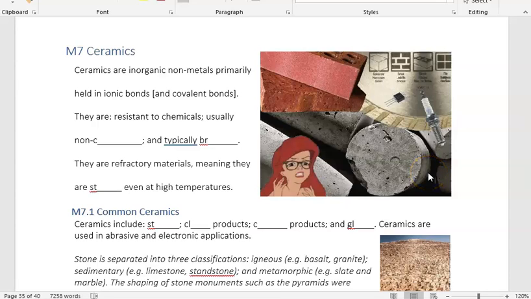In this video, I'm going to be going through the Year 11 HSC or Preliminary Engineering Studies. I'm on Chapter 1 and we're looking at materials, specifically M7 ceramics.